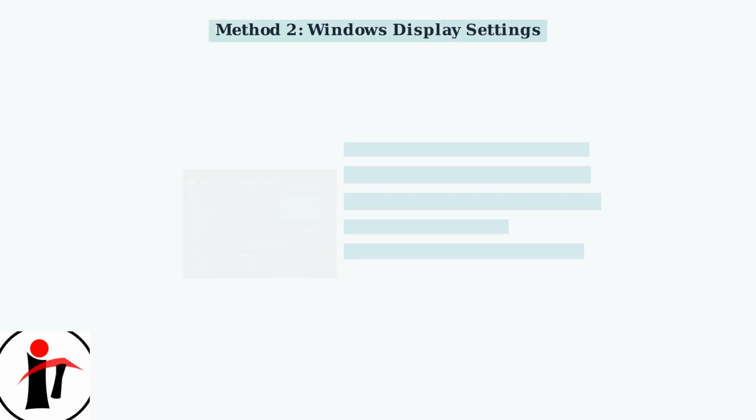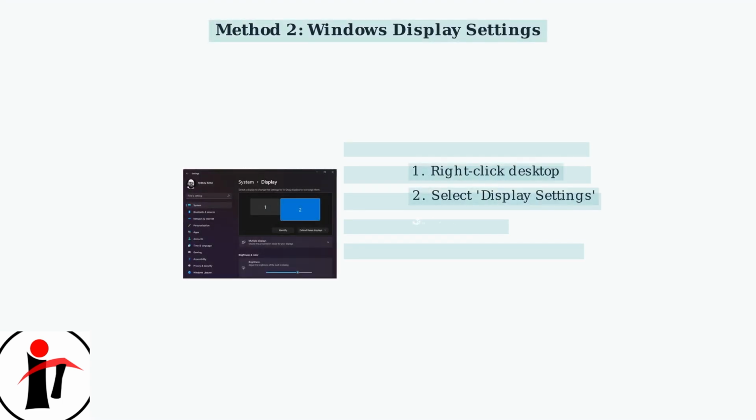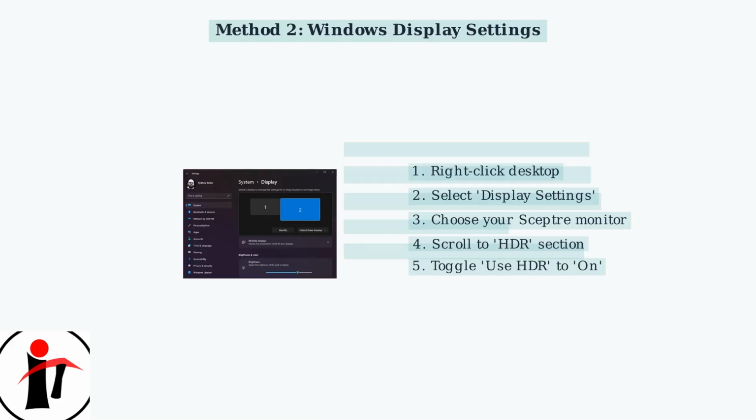The second method uses Windows Display settings. Right-click on your desktop and select Display Settings. Choose your Sceptre monitor if you have multiple displays. Scroll down to the HDR section and toggle Use HDR to On. You can also adjust the HDR and SDR brightness balance slider for optimal viewing.